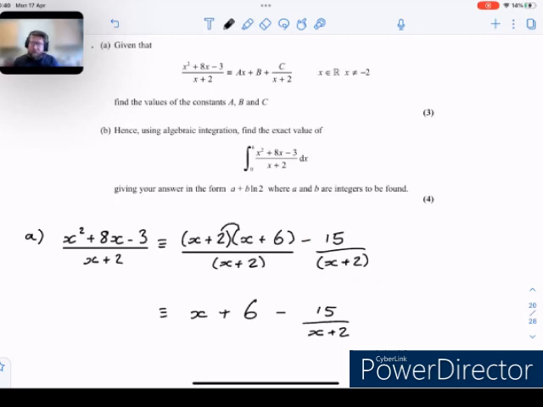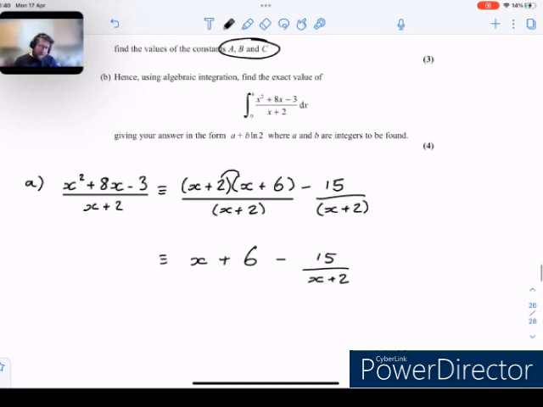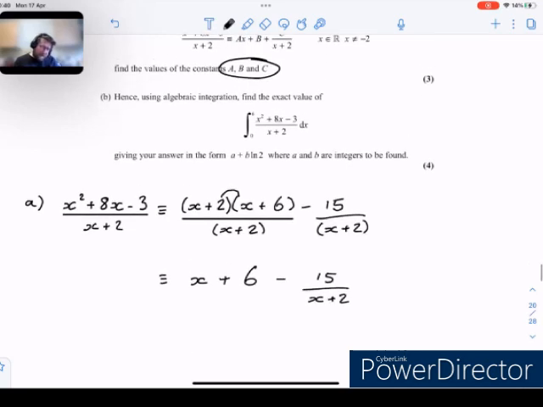I did this question on TikTok, and one person helpfully pointed out in the comments that I didn't actually answer the question, because they said find the constants a, b, and c. Okay, so technically I have answered the question. I've found a, b, and c, but as the commenter on TikTok pointed out, it's good practice to explicitly state the answer. So a equals 1, b equals 6, and c equals minus 15.